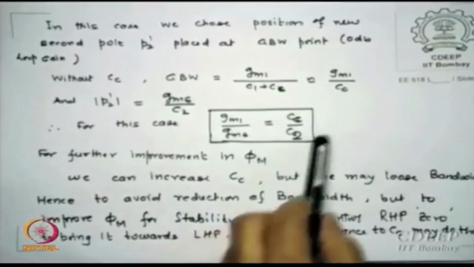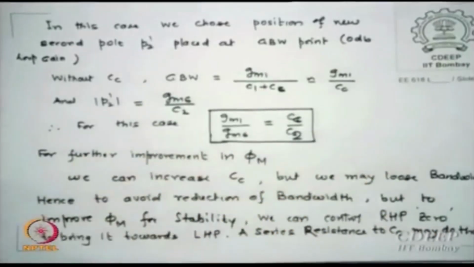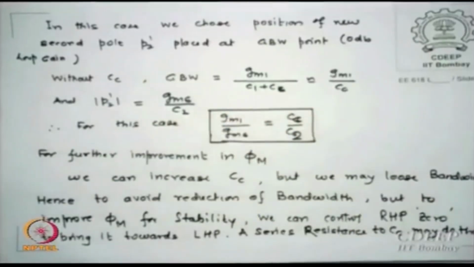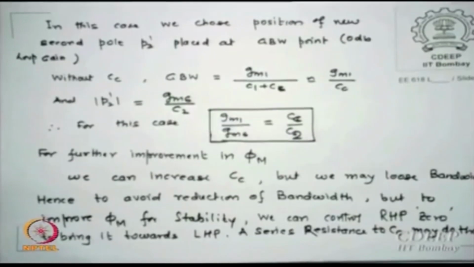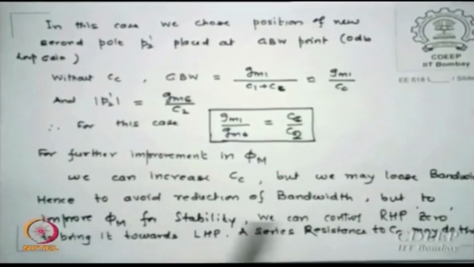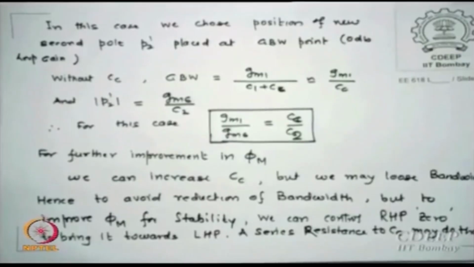From whatever phi m value you choose, you probably get some ratio, which will give you the ratio of gms, and gms are proportional to currents, so you will get the ratio of currents, and currents are proportional to sizes, so you get the ratio of sizes. Okay, we can increase CC but we lose bandwidth, hence to avoid reduction in bandwidth but to improve phi m for stability, we can control the right half plane zero, which right now we have not done anything about.